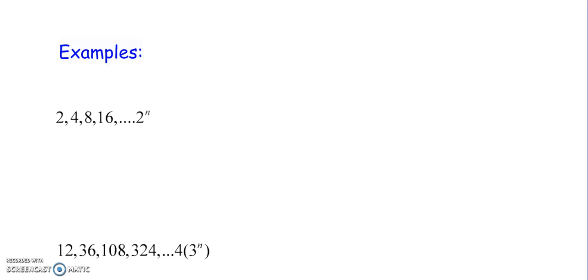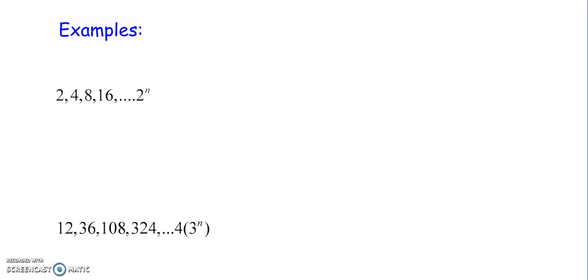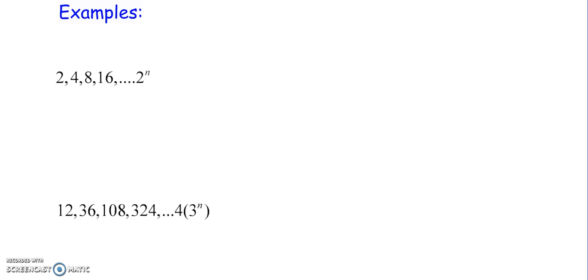All right, so here are some examples of common ratios. You may have seen this before. Here, this is just multiplying by 2 every single time, times 2, times 2, times 2, and so on. Times 2, the whole way up.